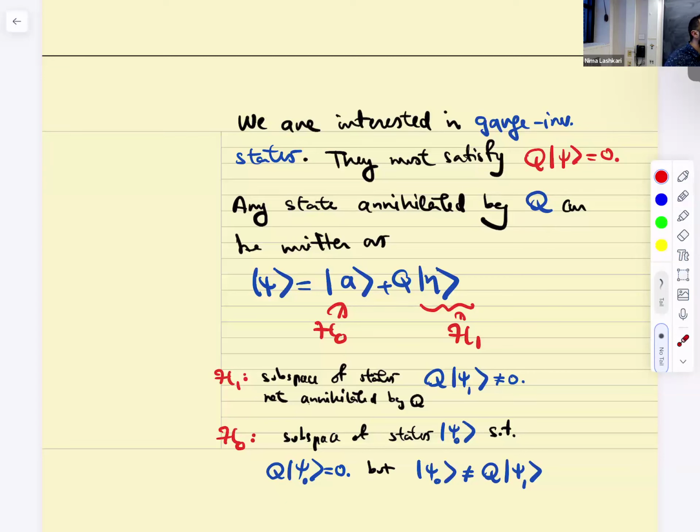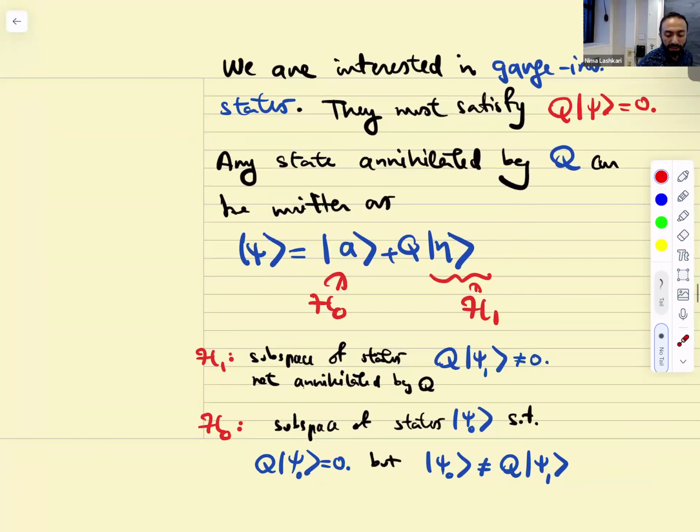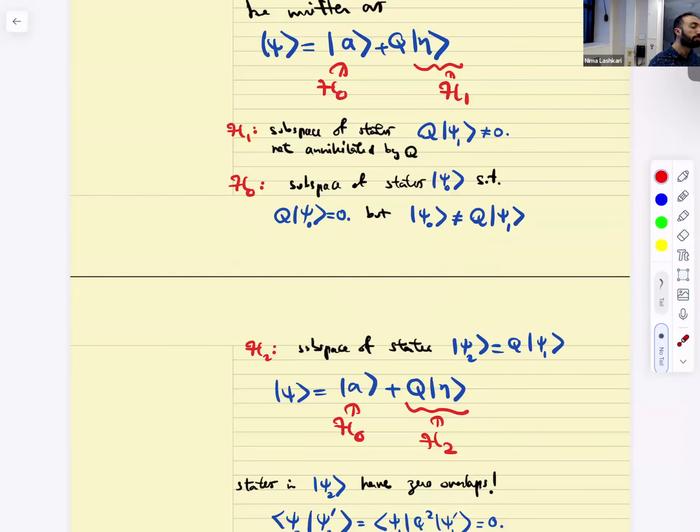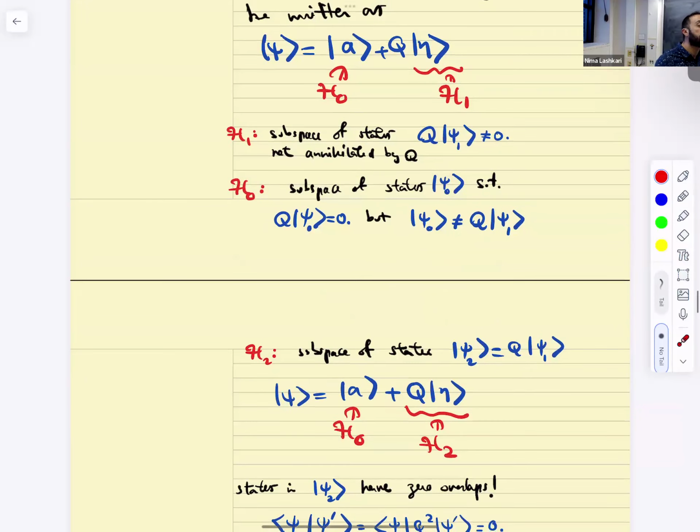Now, any state that's killed by Q, because Q squared is 0, you could write it in the following decomposition. Some vector A plus Q eta. A belongs to a subspace that we call H naught. It's a subspace of states such that Q kills these states, but psi is not Q of something. If psi is Q of something, then it's killed by virtue of the fact that Q squared is 0. And then this is the extra term. This eta belongs to H1, a subspace of states for which Q acting on psi 1 is not 0. Now, if I have a vector that belongs to H1, when I act with Q on it, I get a vector in H2. This is a subspace of states that could be written as Q of psi 1. So the Hilbert space, in summary, splits into 3 sectors.